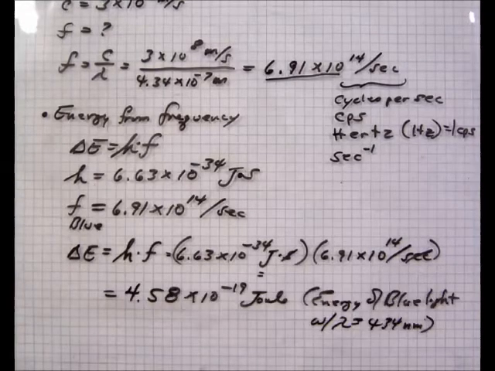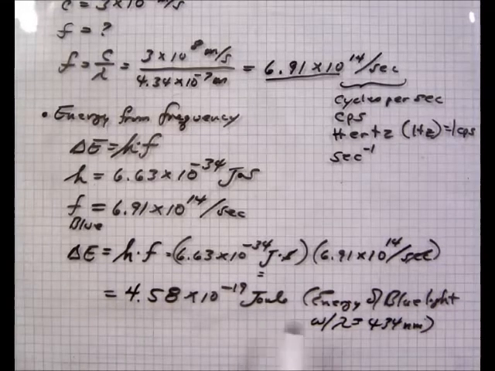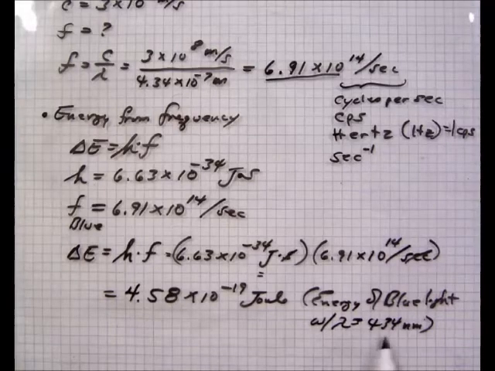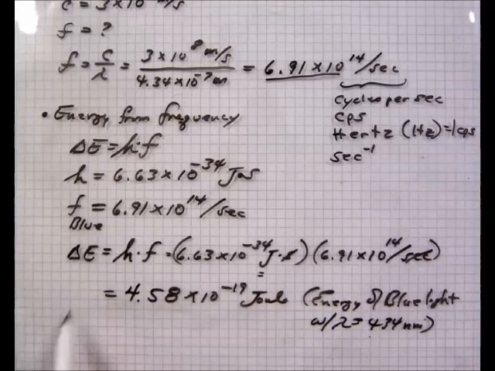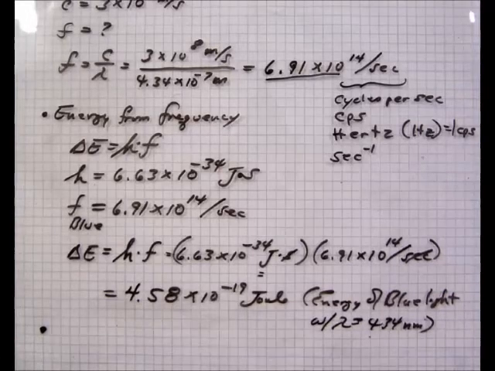Okay. So this comes out as 4.58 times 10 to the minus 19th joule. Now that's the energy given off by that blue light transition, and at the same time, it's giving off wavelengths of 434 nanometers.